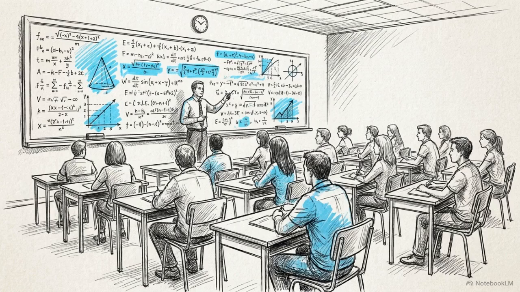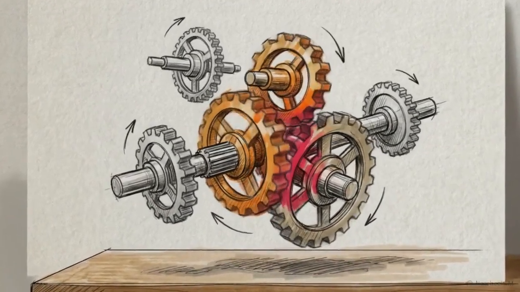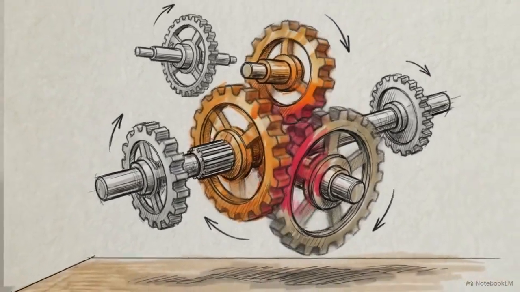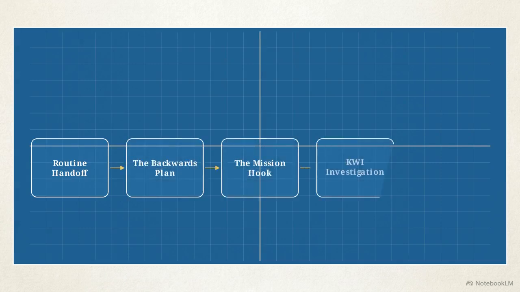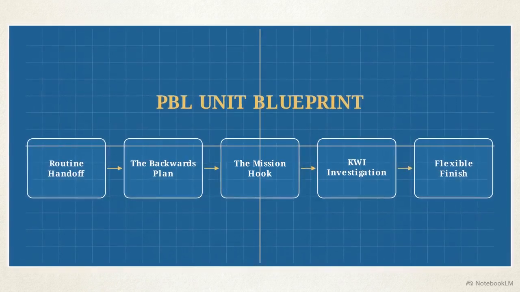In a traditional classroom, we teach the theory first and then ask students to apply it. Problem-based learning, or PBL, asks you to reverse this. You present the broken machine first and let students figure out the math. By the end of this video, you will have a complete step-by-step blueprint to take one of your standard upcoming lessons and build it into a dynamic problem-based challenge.